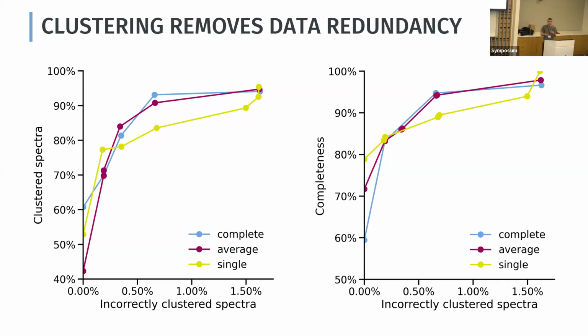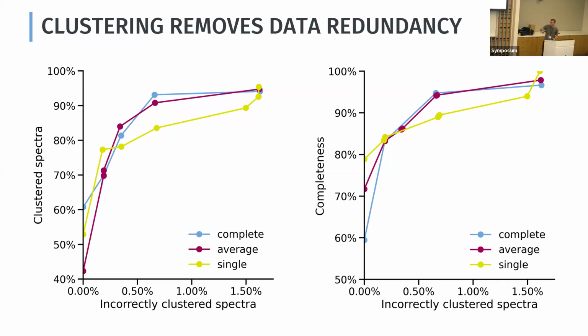Now, GNPS typically uses MS-Cluster on the back end, which uses a greedy approximation of single linkage hierarchical clustering. And so we started evaluating what if we use different clustering algorithms instead. And on this data set, we evaluated both different types of hierarchical clustering and density-based clustering. And these are the results from hierarchical clustering, where you see the yellow is more or less what MS-Cluster does at this point.